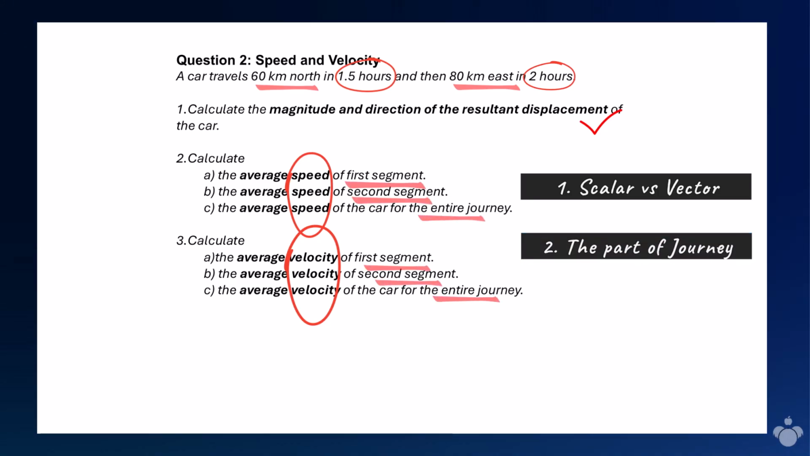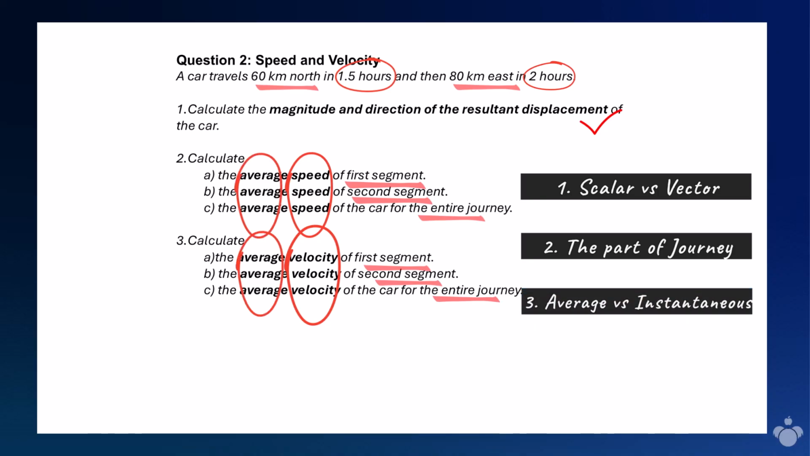Second, entire journey versus specific segment. Pay attention to whether the question is asking for the quantity related to the whole journey or just one specific segment. Each requires a different calculation method. Third, average versus instantaneous. While this question focuses on average quantities, it's important to distinguish them from instantaneous quantities, which are tied to specific moments in time. With these focus points in mind, let's get started and break this question down step by step.